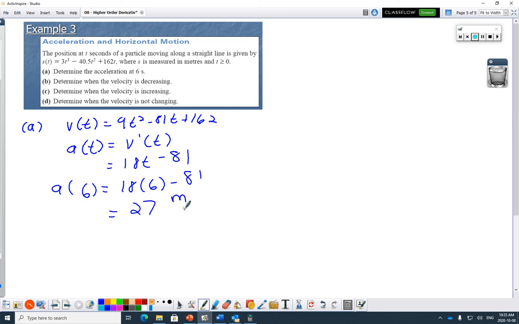I get 27. Let's talk about the units for a second. Let me make sure I did all that, because I've made some mental mistakes today, so let's do better. 18t minus 81. Plug in 6, 108 minus 81, 27. The unit, though, is completely mysterious. It's meters per second every second. How many meters per second are you changing every second? So it's like meters per second per second. And you see it written like that sometimes, but most people use meters per second squared.